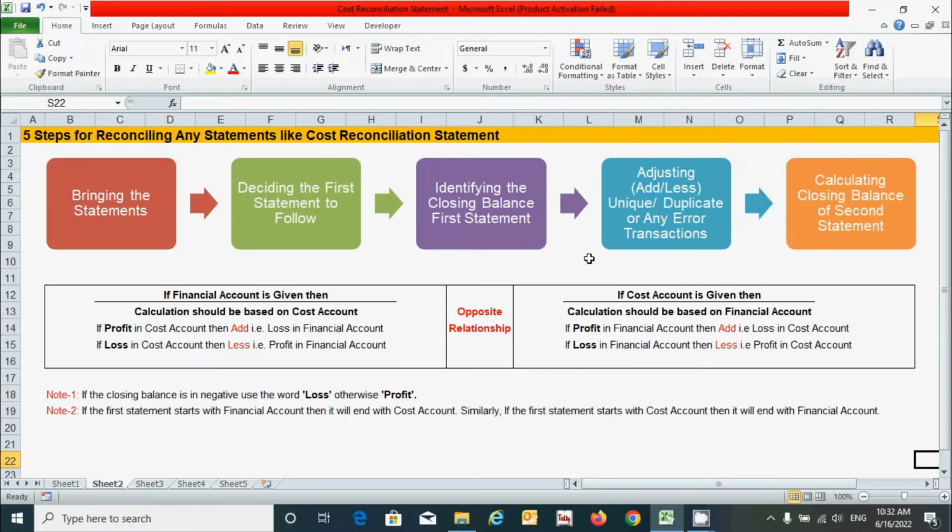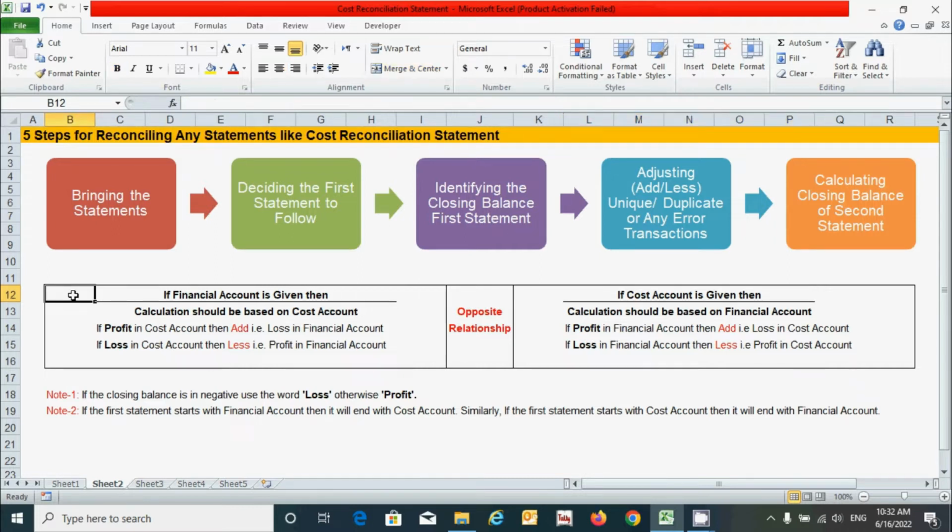Here I am going to jump directly to the rule for debit and credit, or the add or less section of this statement. Under this statement we have 2 statements, the financial account statement and the cost account statement. Based on these 2 statements we have some rules to adjust the adjustable transactions in the form of add or less.